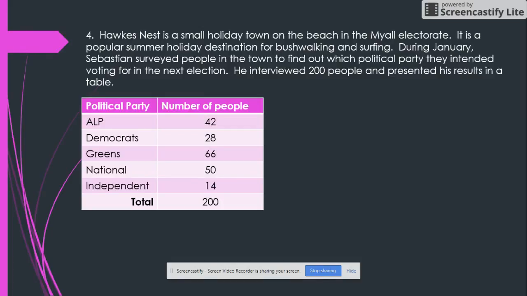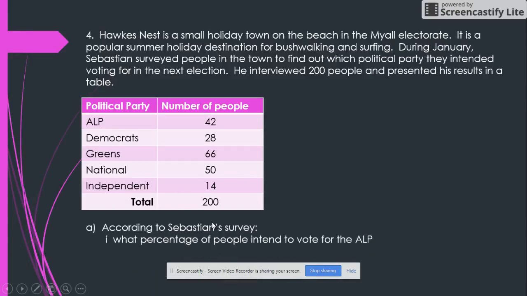Okay. Hawk's Nest is a small holiday town on the beach in the Myall electorate. It's a popular hot summer holiday destination for bushwalking and surfing. During January, Sebastian surveyed people in the town to find out which political party they intended voting for in the next election. He interviewed 200 people and presented his results in a table. Okay, the ALP was 42, the Democrats 28, the Greens were 66, the Nationals were 50, and the Independents were 14. His total was 200 people.